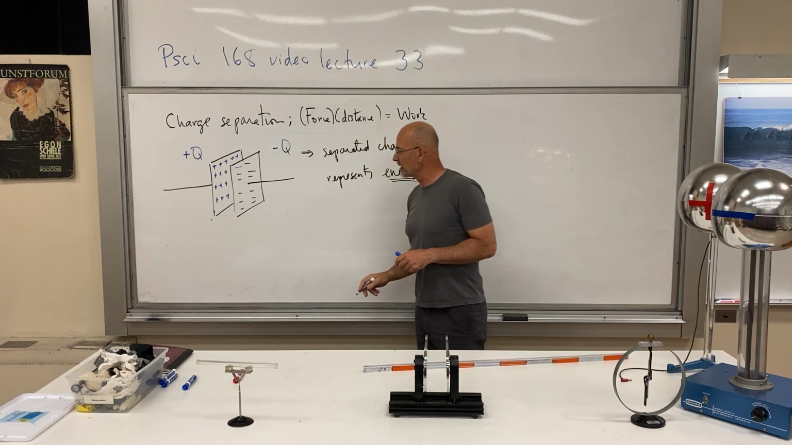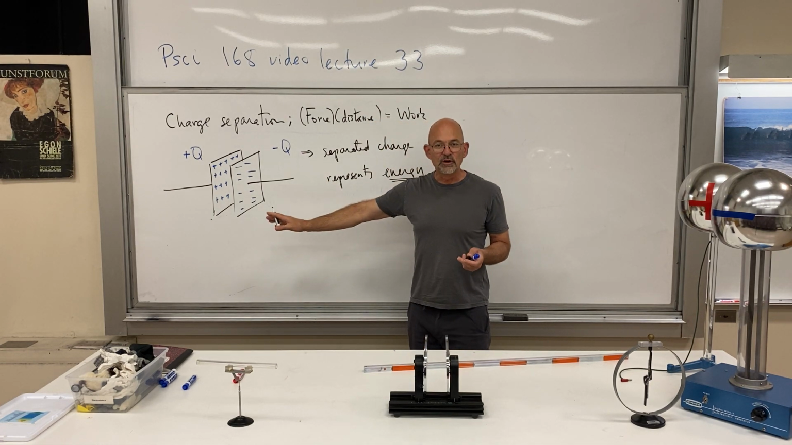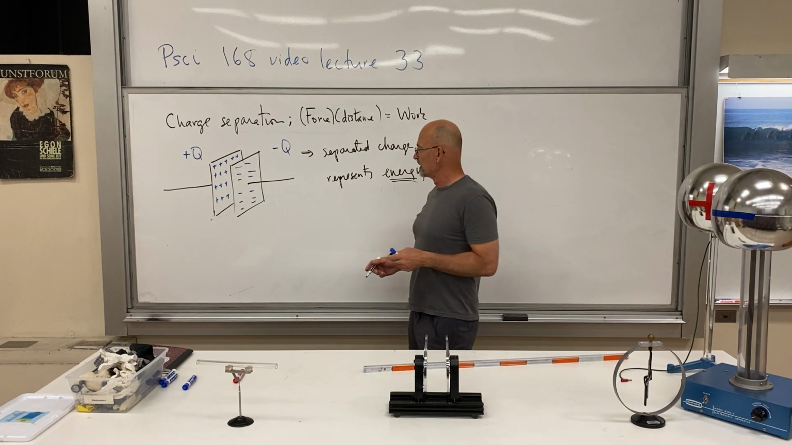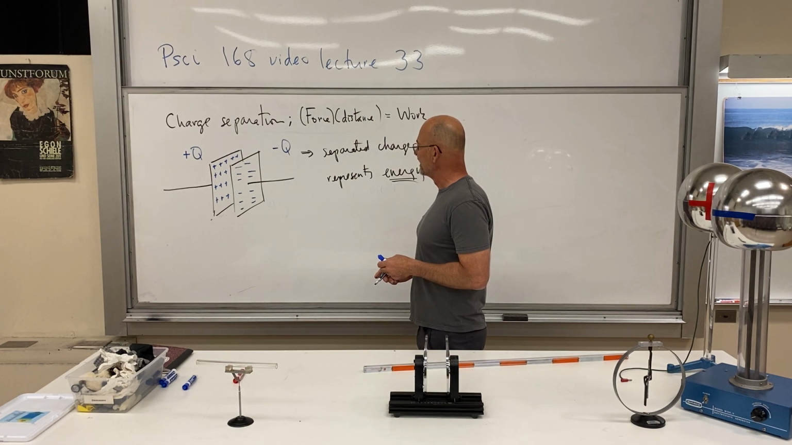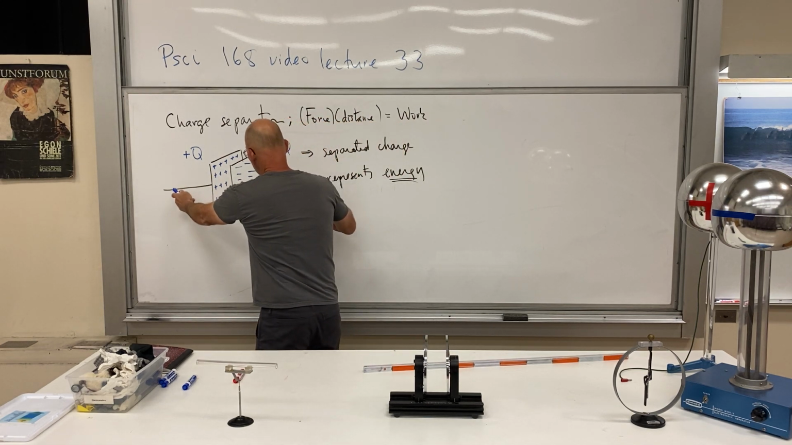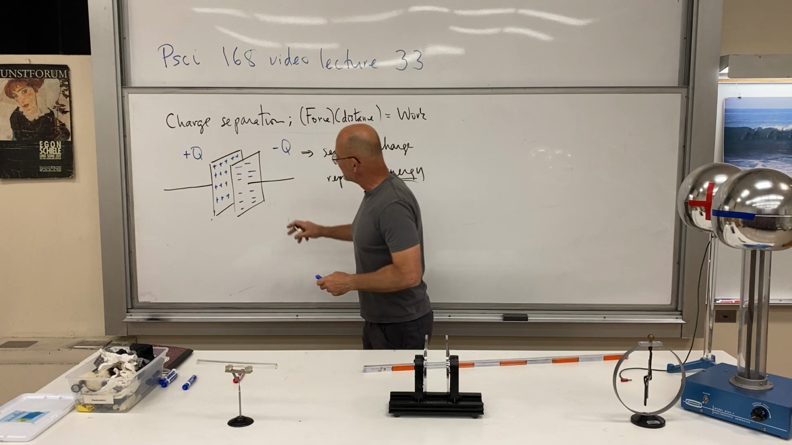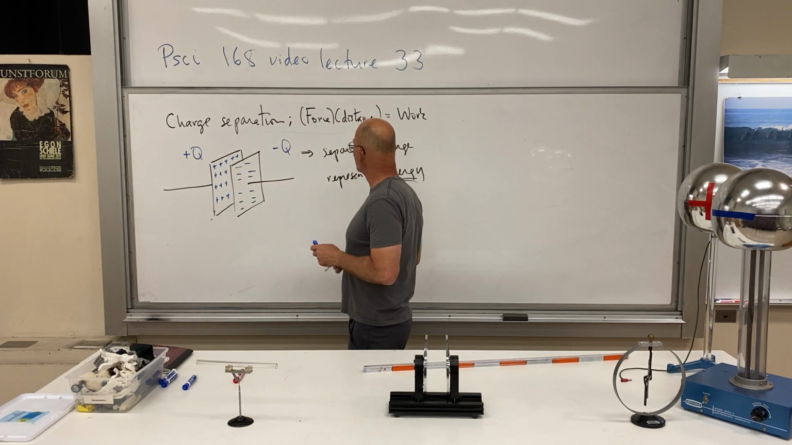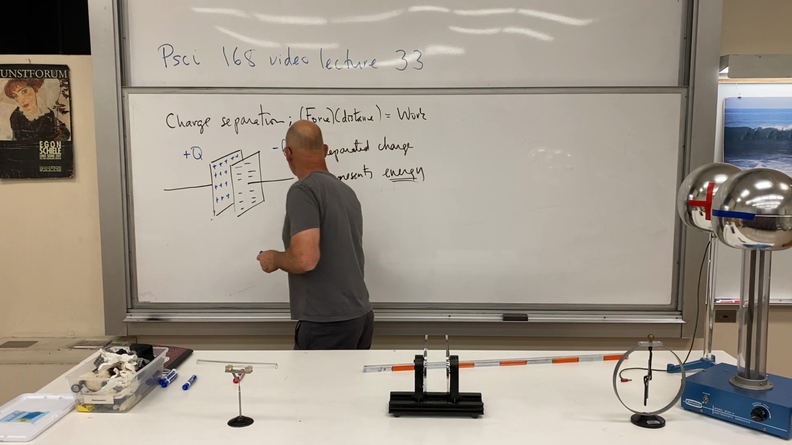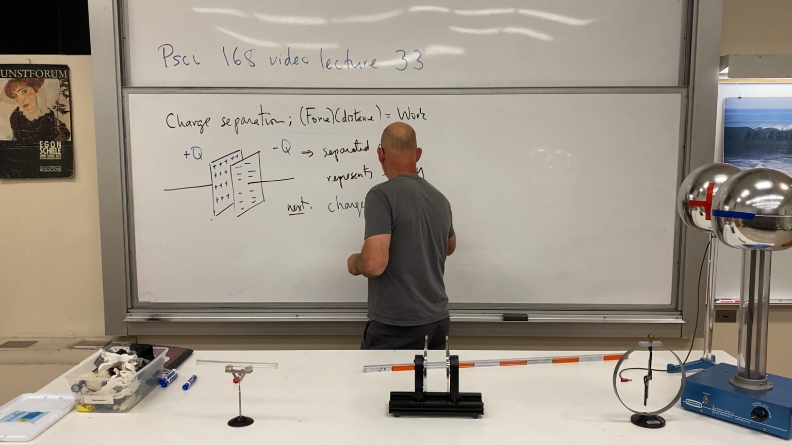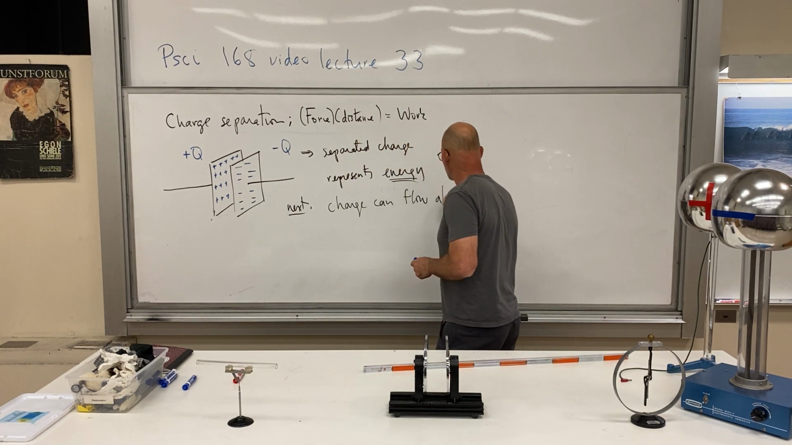There's energy in there, and we want to use that energy, for example, to power a light bulb. Now, in order for that to happen, we would have to connect this and let the charges flow. So charges can flow along what's called a conductor. So next, charge can flow along a conductor.